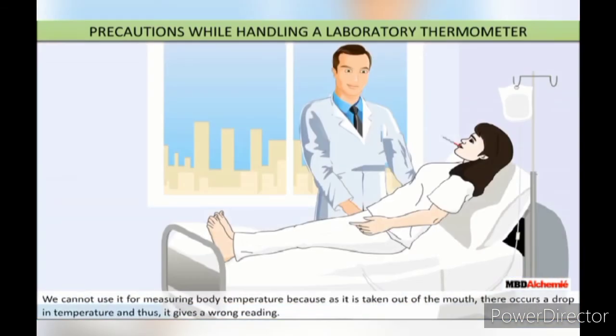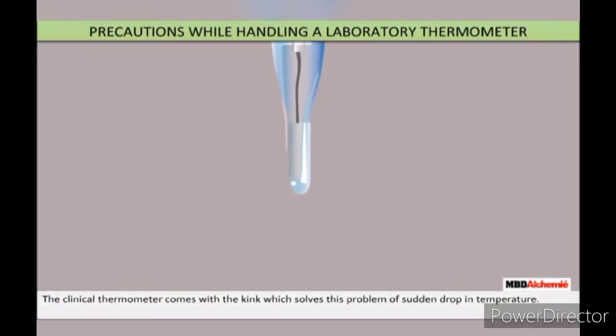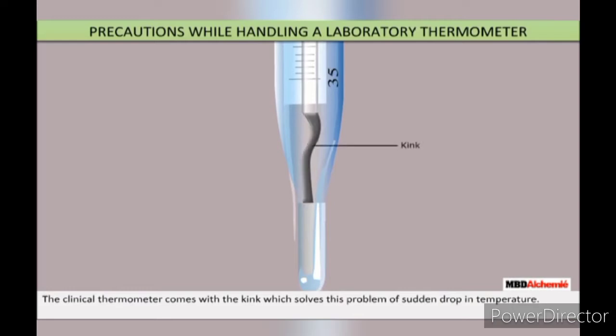That's why we cannot use it for measuring body temperature, because as it is taken out of the mouth, there should not be a drop in temperature, and thus it will give a wrong reading of the temperature. The clinical thermometer comes with a kink which solves this problem of sudden drop in temperature.